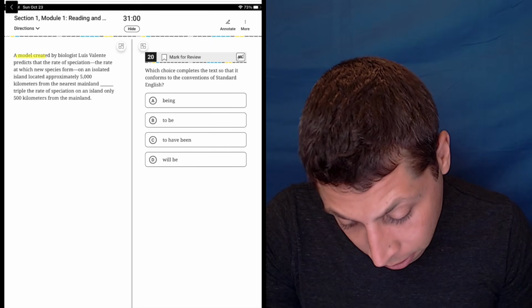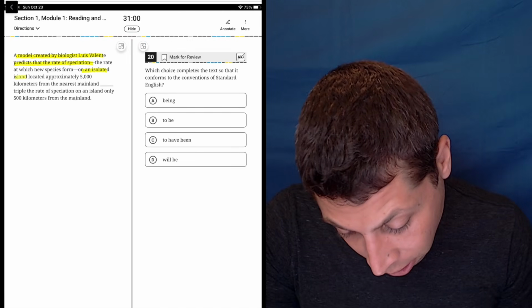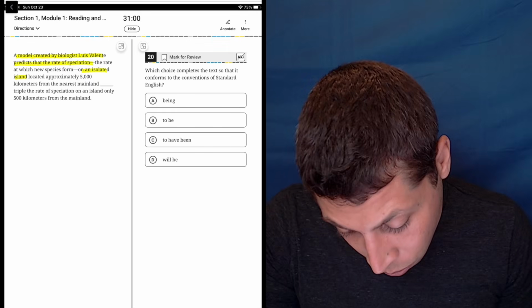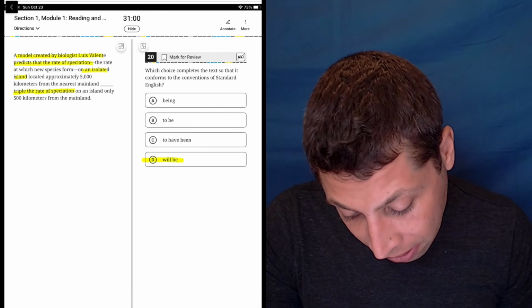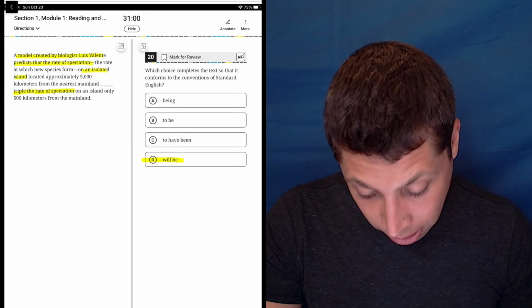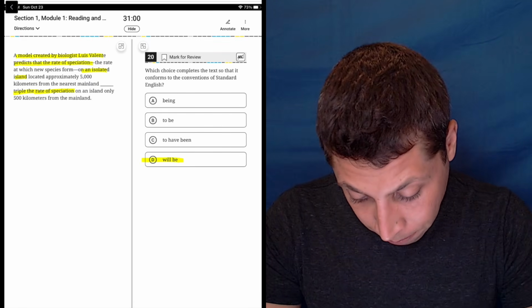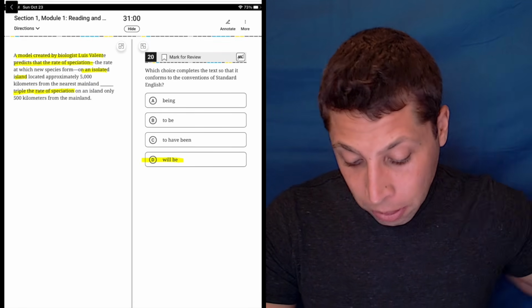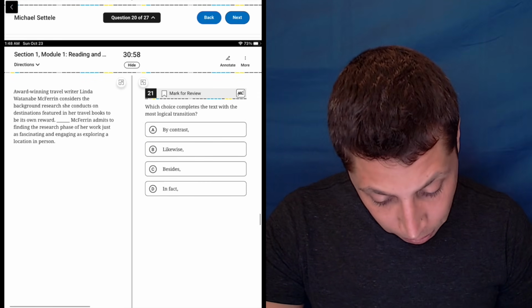A model created by this guy predicts that the rate of speciation on an isolated island will be triple the rate of speciation on another island. Oh my gosh, there's a lot of adjectives in there. So yeah, he's predicting it, so that's why it's got to be future tense. It predicts that this rate will be triple the other rate. See, simplify a sentence, get it down to some more basics.